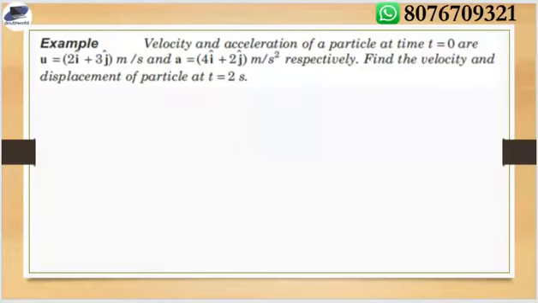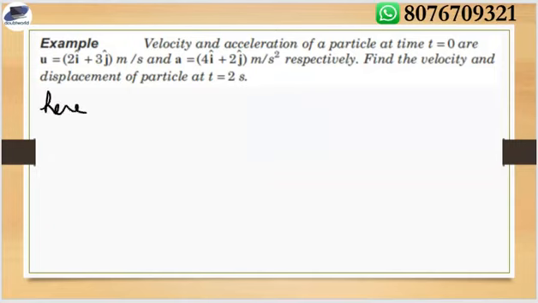So the question is: the velocity and acceleration of a particle at time t equal to 0 are u equal to 2i cap plus 3j cap meter per second and acceleration equal to 4i cap plus 2j cap meter per second square respectively. Find the velocity and displacement of the particle at t equal to 2 seconds.